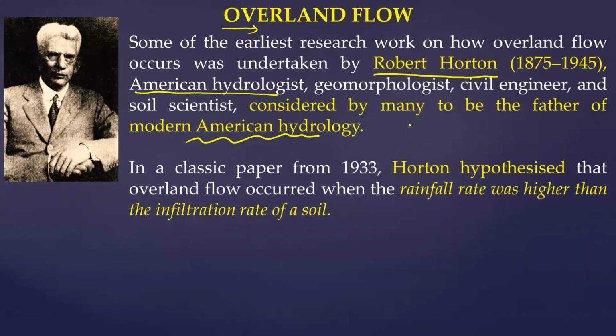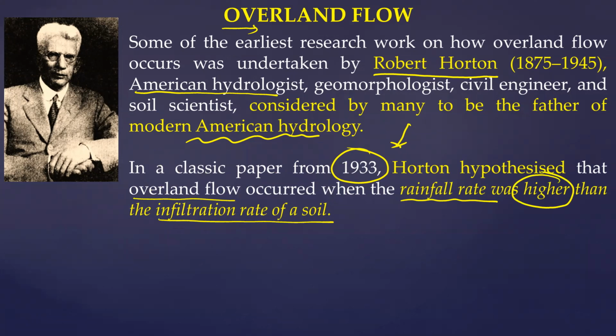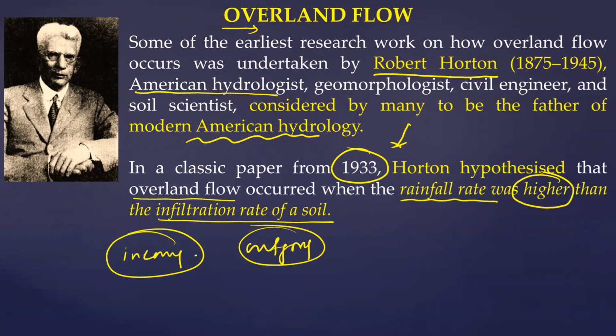If you observe, during the world wars, when science and technology were growing, this is the time when his classic paper in 1933 comes, and he hypothesized what? That overland flow, which is excess flow, remember the word excess flow was used by Horton, is basically when the rainfall rate was higher than infiltration. So it's like incoming and outgoing, right? Something like that. So an incoming and outgoing balance. If the incoming is more, the excess will go into the surface flow. This is basically what it is talking about.